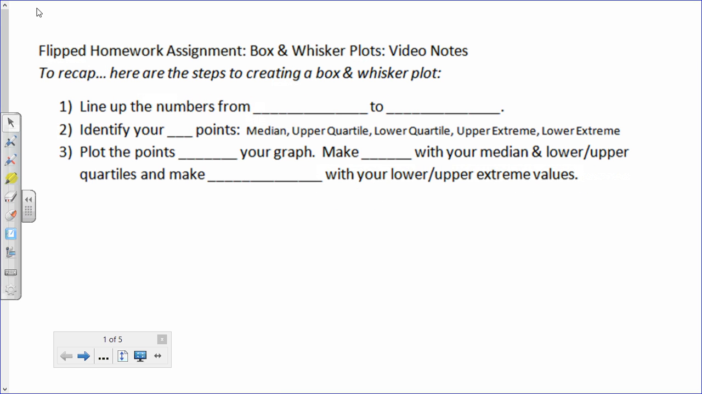All right, for tonight's flipped homework assignment, we will be recapping what we've learned over the last two lessons of box and whisker plots. And so to get started, we're first going to line up the digits from least to greatest.